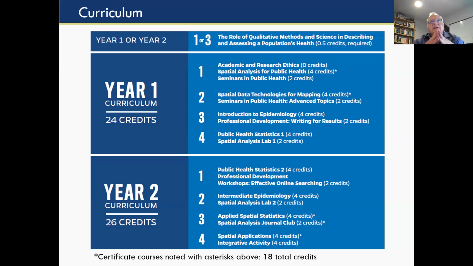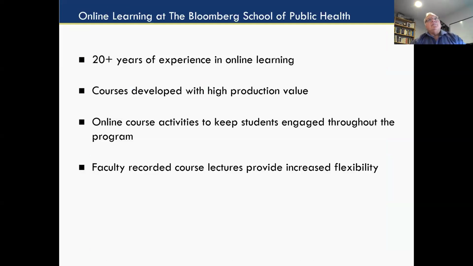This curriculum you see here is for the two-year master's program. For the 18 credit certificate, you will take all of the four primary spatial classes in the first year, the one year of your certificate program. Our classes are the same classes, so they're a mix of students in the one-year certificate program or the two-year master's program. So you get the same spatial curriculum whether you are a master's or a certificate seeking person.